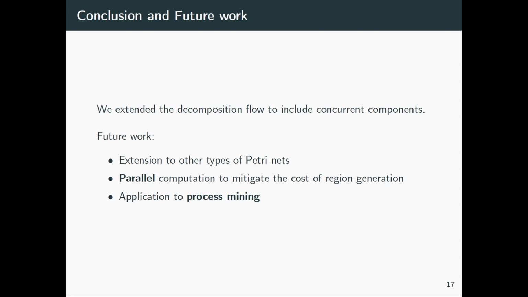In conclusion, we successfully extended the decomposition flow, including concurrency, without affecting the computational time. For the future, we want to extend the decomposition flow to other types of Petri nets, which could have very different kinds of properties, showing in this way also the flexibility of our decomposition flow. A good future improvement would be the parallelization of the regions generation, mitigating the current bottleneck. And lastly, we would like to apply the implemented flow to process mining, which should benefit a lot, creating directly compact, structurally nice components. Thank you.